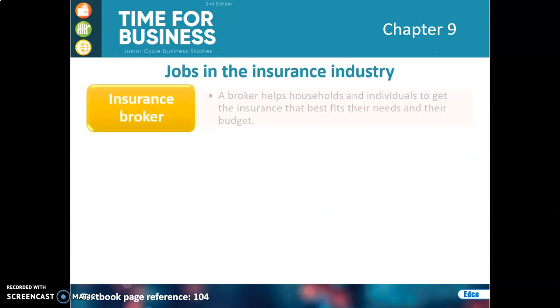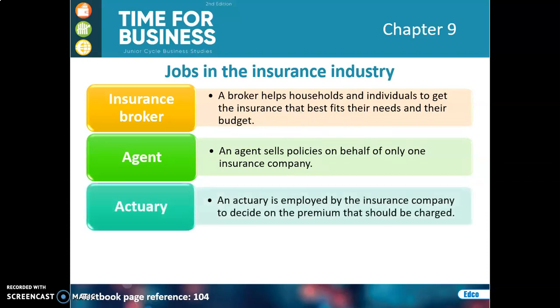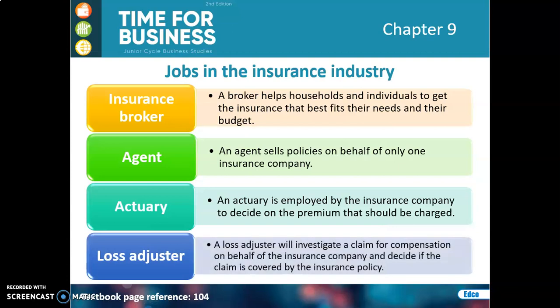Some jobs in the insurance industry. So a broker is somebody who sells insurance and gets the best fit for individuals for their insurance needs. An agent also sells insurance, but only for one insurance company, whereas the broker finds the best value in the market from any insurance company. An actuary is the person in the insurance company who decides on the premium, does all the calculations, and a loss adjuster is the person who comes out to view the accident and will calculate how much compensation has to be paid.